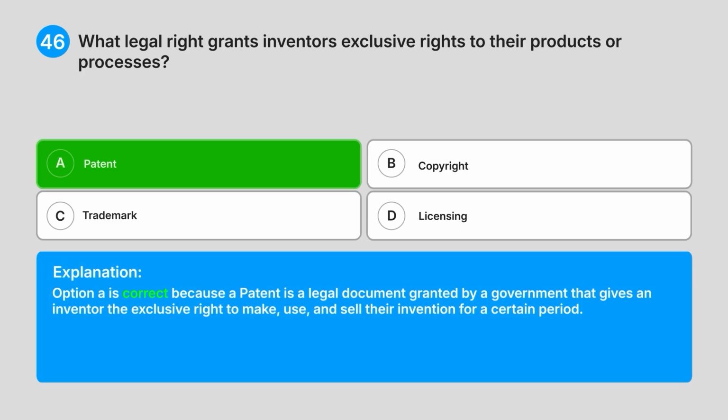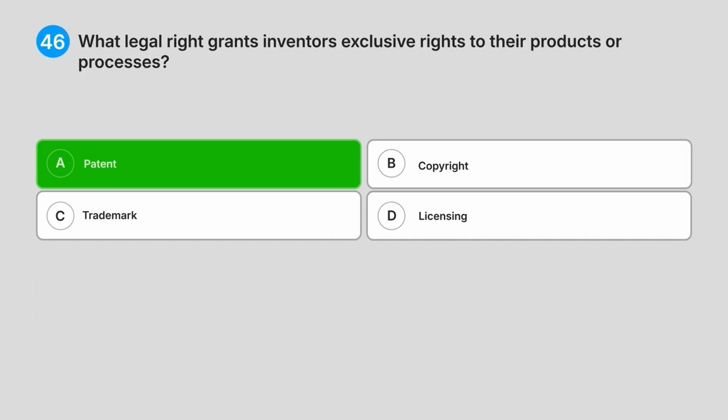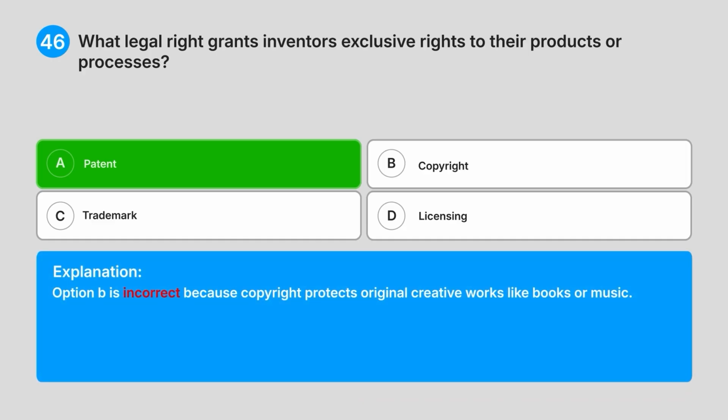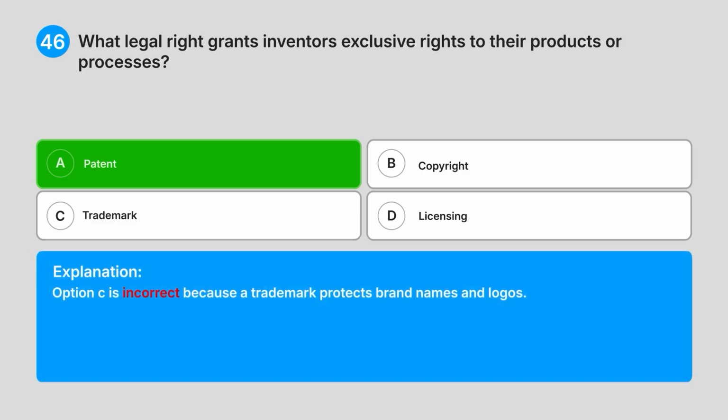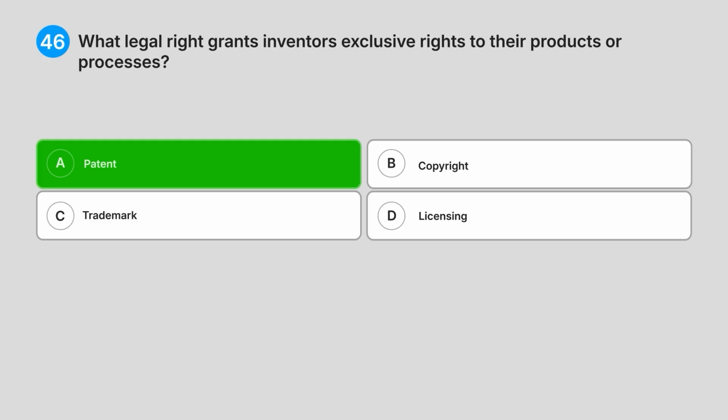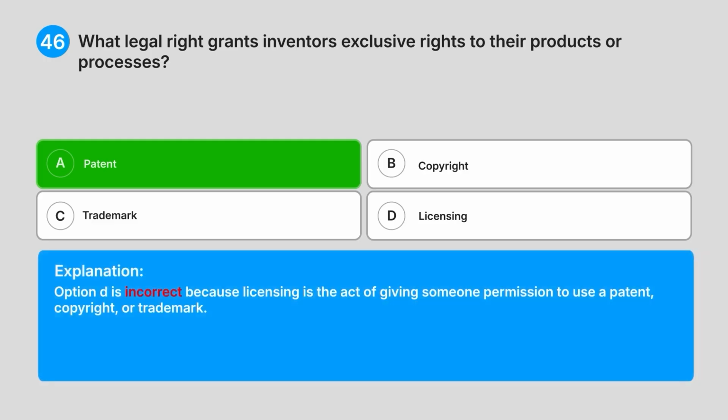Explanation: option A is correct because a patent is a legal document granted by a government that gives an inventor the exclusive right to make, use, and sell their invention for a certain period. Option B is incorrect because copyright protects original creative works like books or music. Option C is incorrect because a trademark protects brand names and logos. Option D is incorrect because licensing is the act of giving someone permission to use a patent, copyright, or trademark.